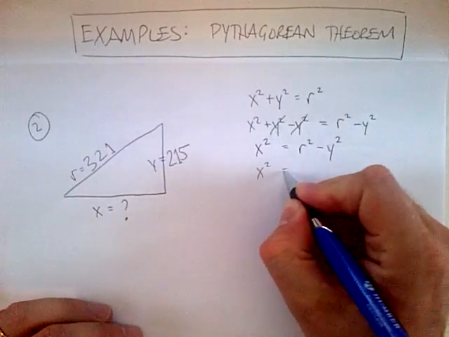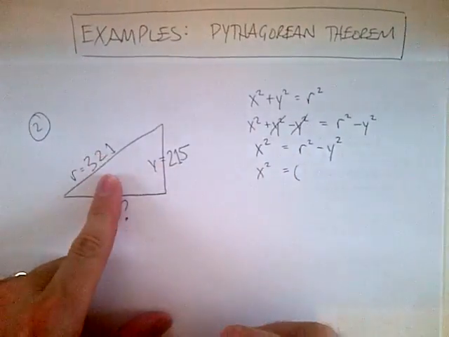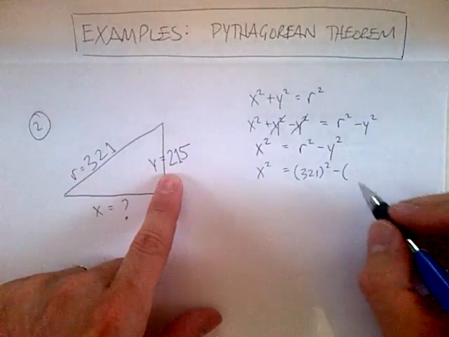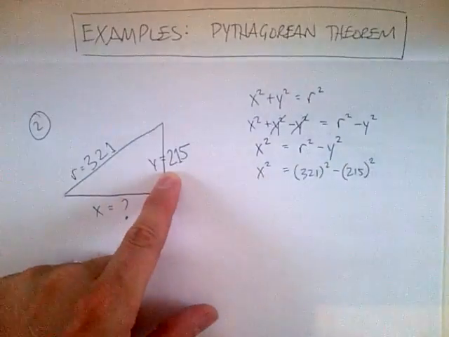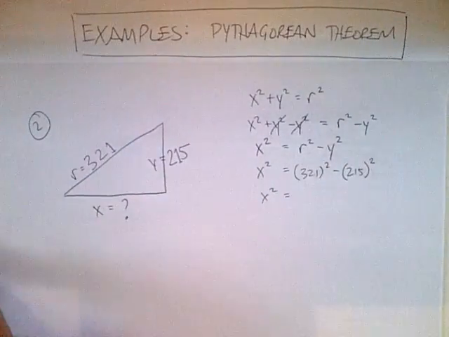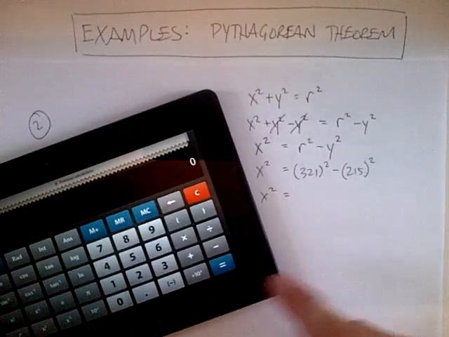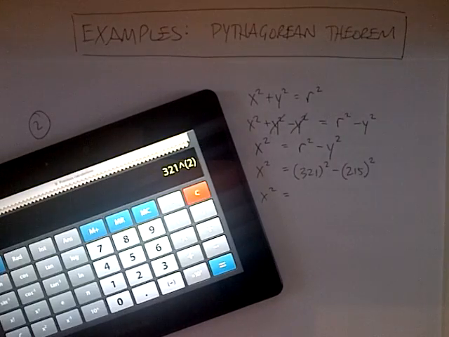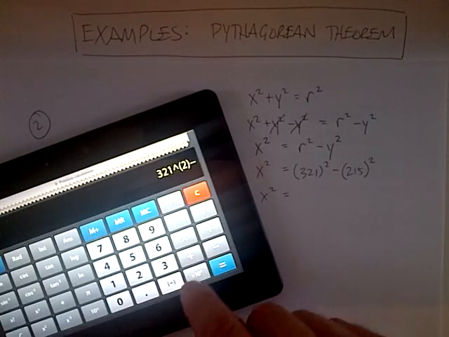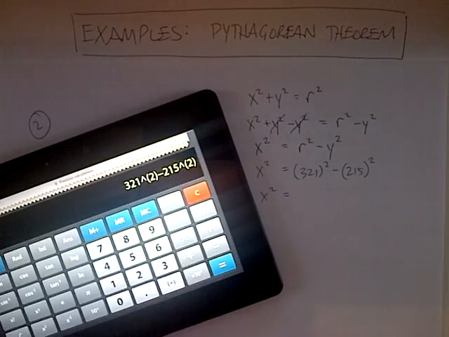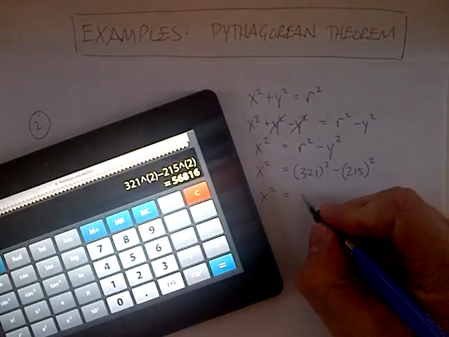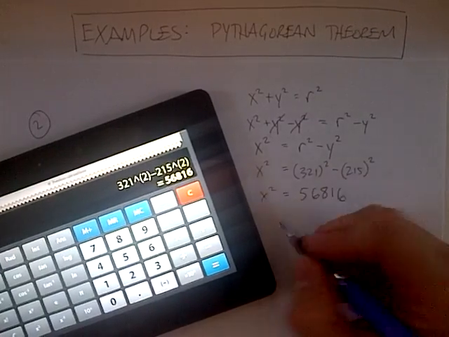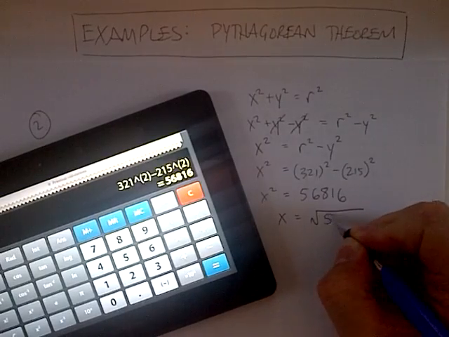So I say x squared equals r squared. We know what r is, it's over here. 321 squared minus, where's y? 215. 215 squared. So x squared equals, so calculator. 321 squared minus 215 squared equals, take that number, x squared equals 56816. Alright, so then x is going to be the square root of that number.